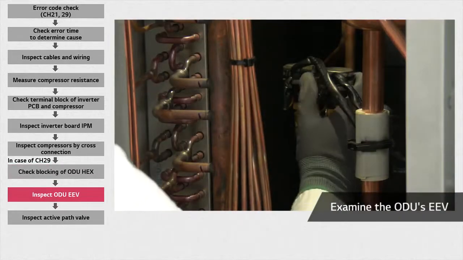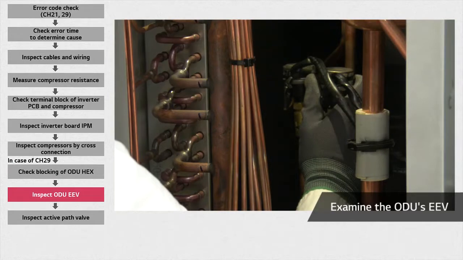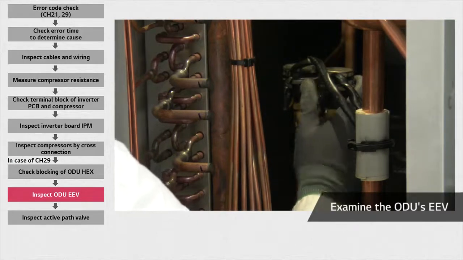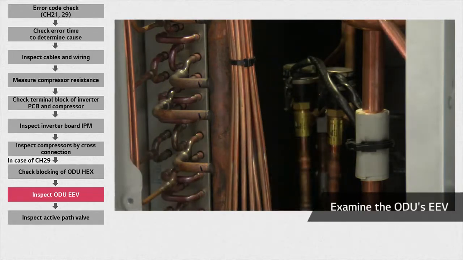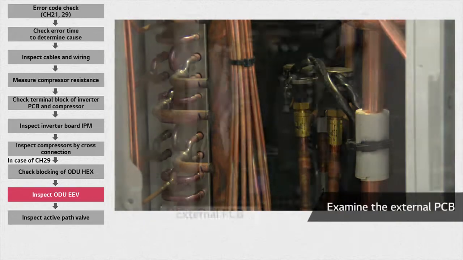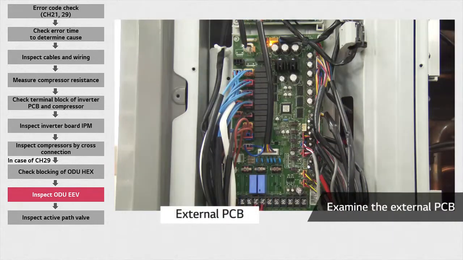Next, check the outdoor unit electronic expansion valve. When you reset PCB power, the EEV opens and closes again, and if you hold the EEV valve on your hand, you should feel it vibrating. If there is no vibration, proceed to check the external PCB. After checking the external PCB, if it is okay, the EEV may be broken. On the other hand, if the external PCB has a problem, proceed to change it and check the EEV once again.